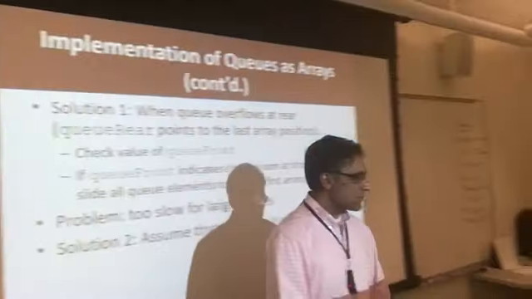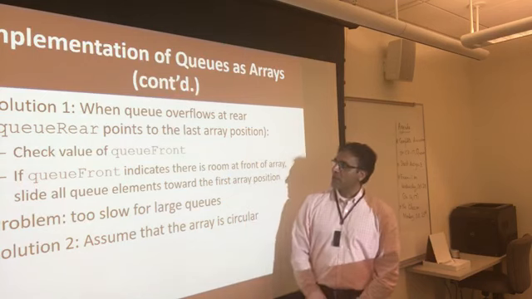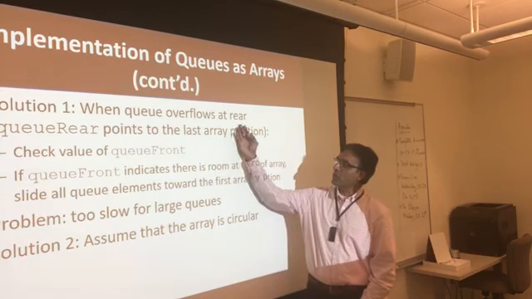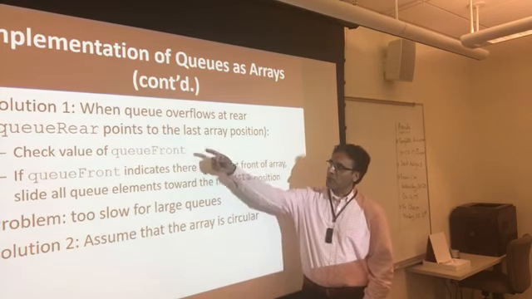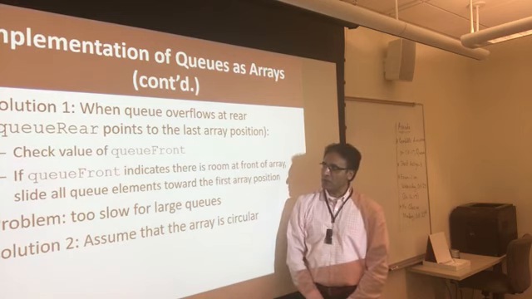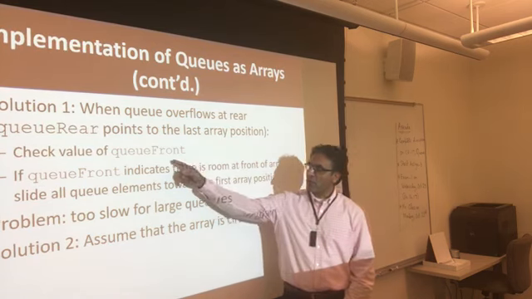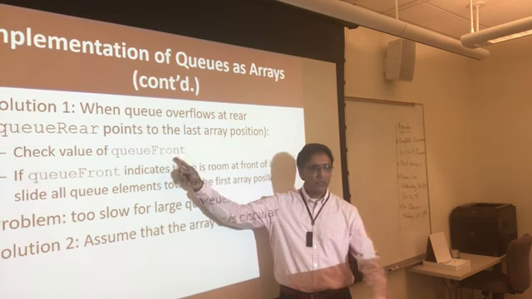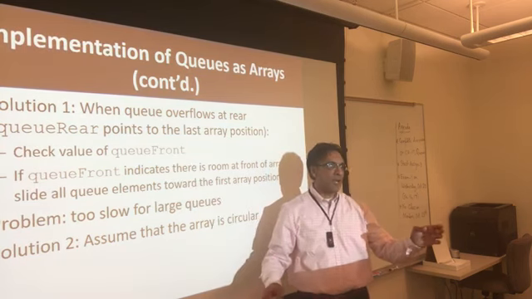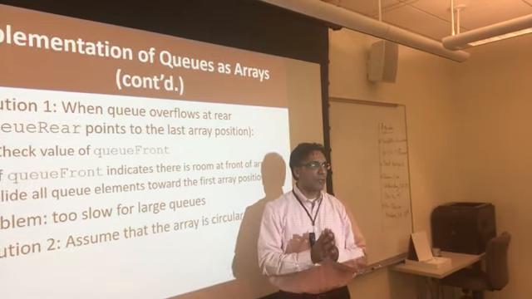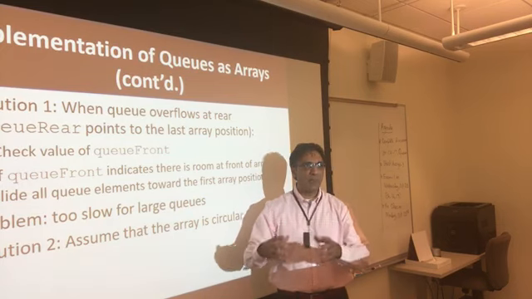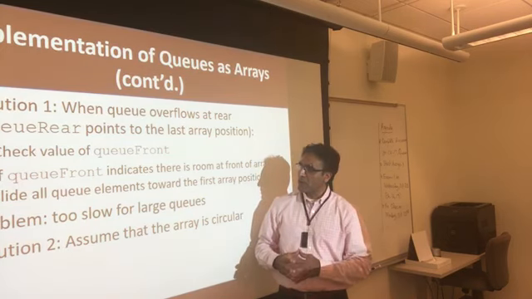So it provides some solutions. It provides some cases, some scenarios in your book. It says one solution is when queue overflows at rear, especially when Q rear points to the last array position, check the value of Q front. If the Q front is pointing towards the first element, then it is absolutely full. We know it's full because all of the positions have been adjusted.